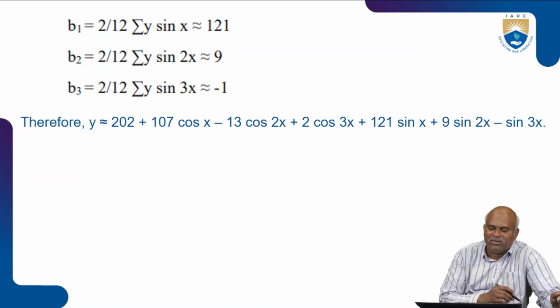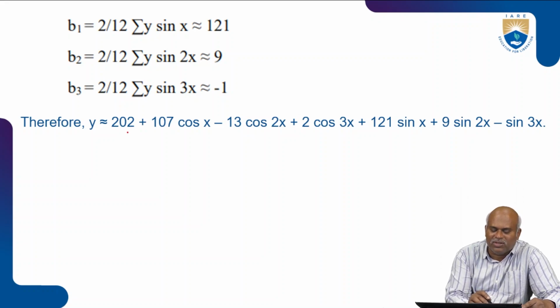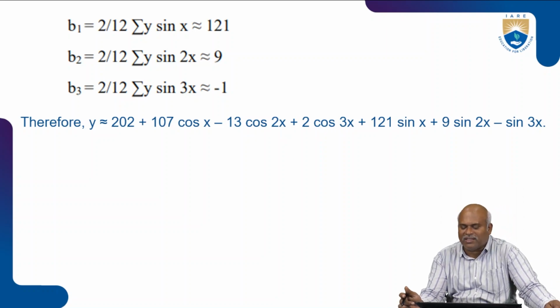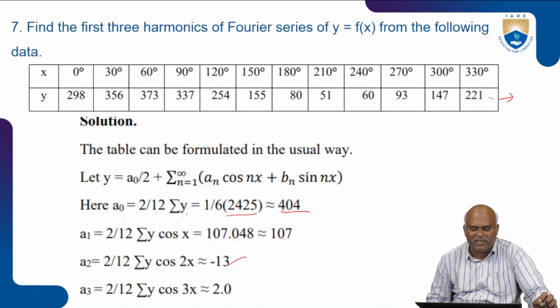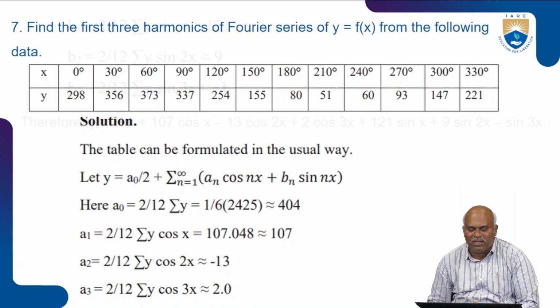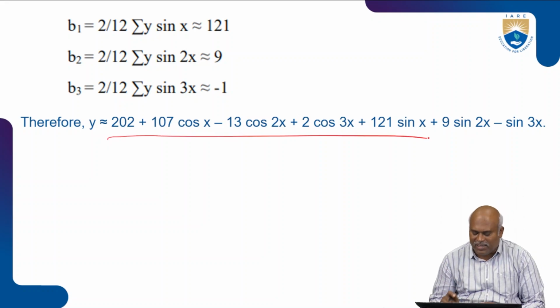Now we need to substitute all the values we get for y. Y equal to a0 by 2 plus 0.17, that is a1 cos x, minus 13 cos 2x plus 2 cos 3x plus 121 sin x plus 9 sin 2x minus sin 3x. Like that we can fill in all our coefficients. What are the coefficients? a0, an, bn, that is a1, a2, b1, b2. Then we can substitute those values. Finally, we get this output in the Fourier series.